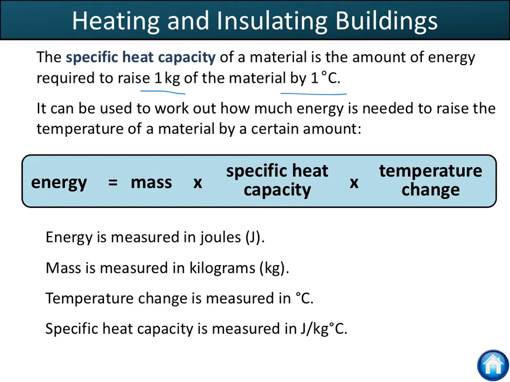The energy equals mass times specific heat capacity times temperature change. In terms of the actual equation, it would be written as E equals M times C times theta, where C is the specific heat capacity, M is your mass, and theta is the temperature change.